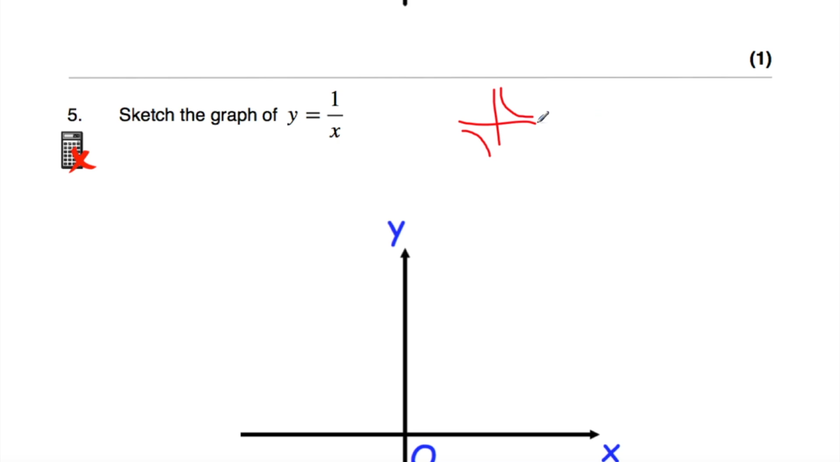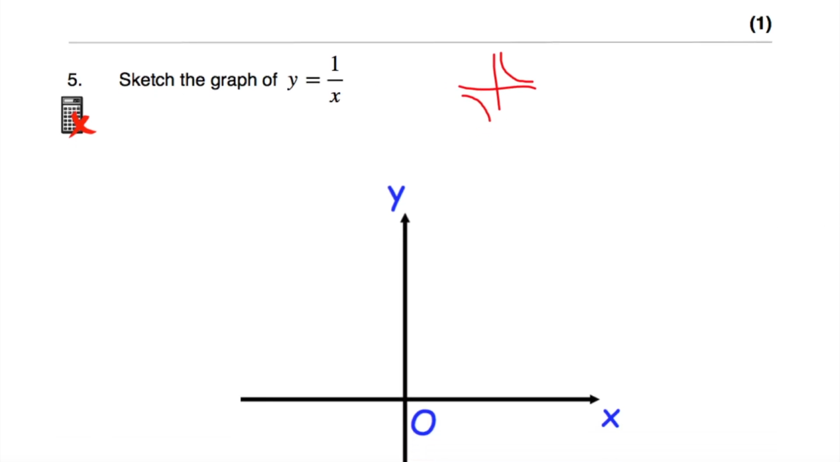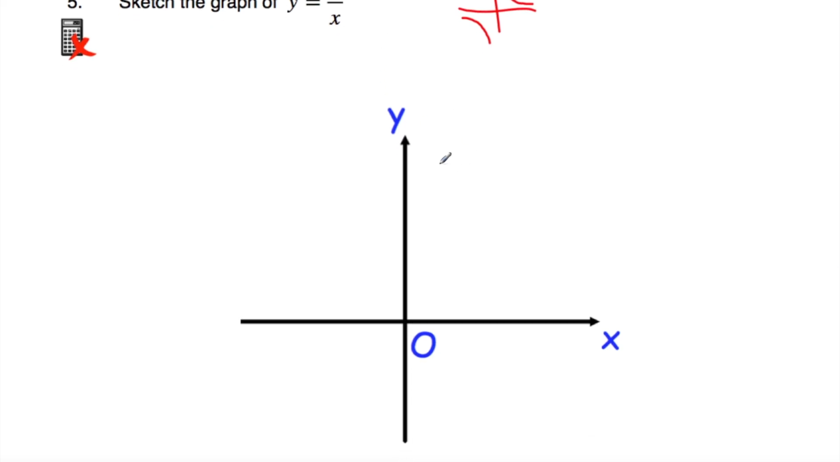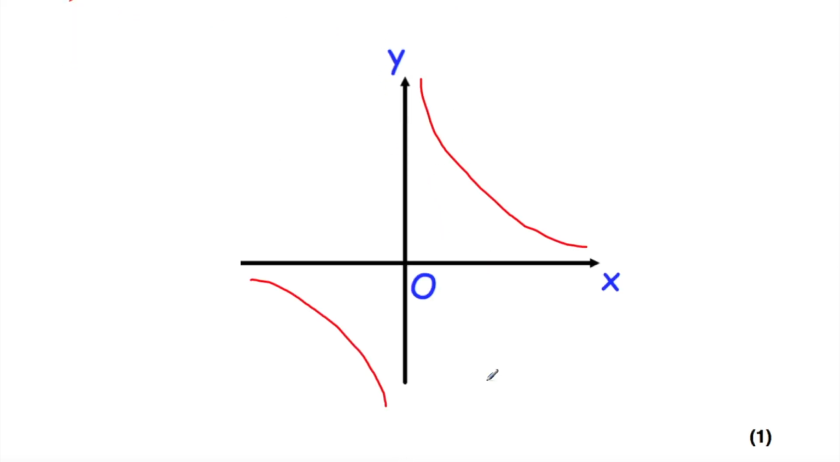And then it'll never reach the x-axis, because even if you divide by a million, 1 divided by a million is still something. So the graph would look like that on the right-hand side of the y-axis. On the left-hand side, remember, a positive divided by a negative is a negative, so it's going to be down here. And the graph would have that shape there. So the sketch of the graph y equals 1 over x would be something like this. And that's my sketch of the reciprocal graph. Okay, let's have a look at our next question.